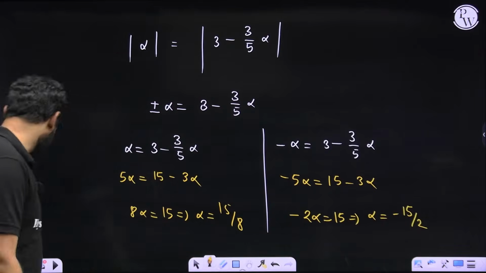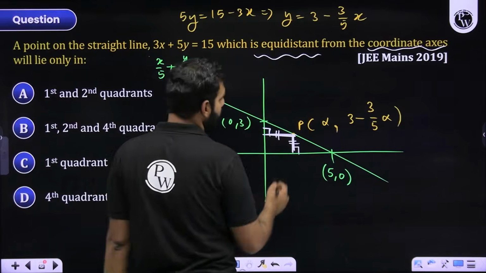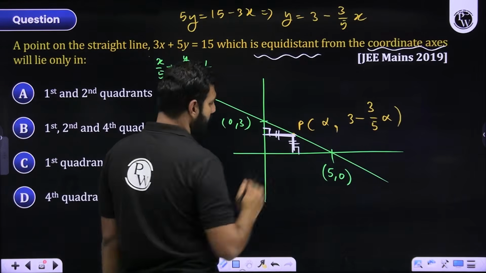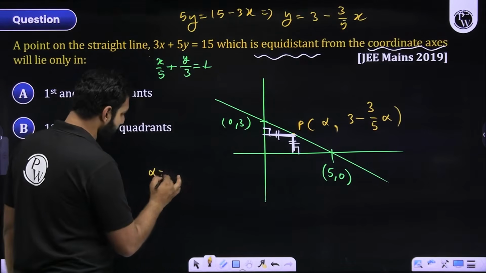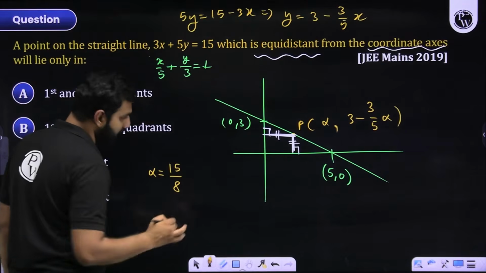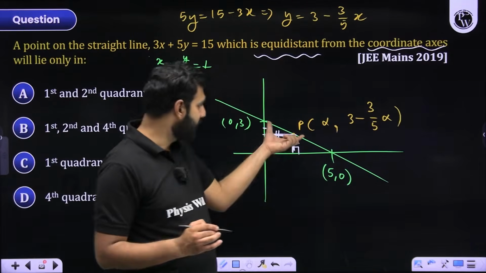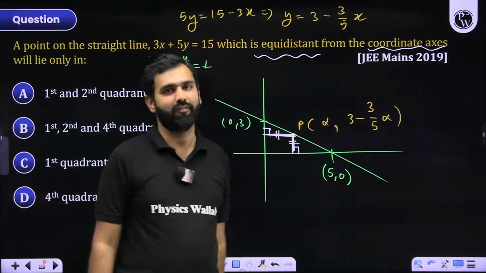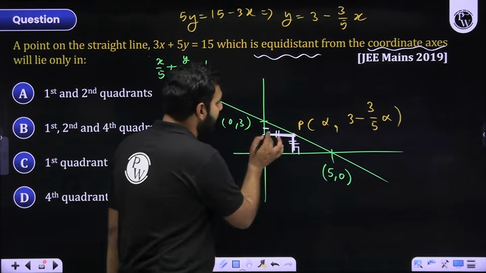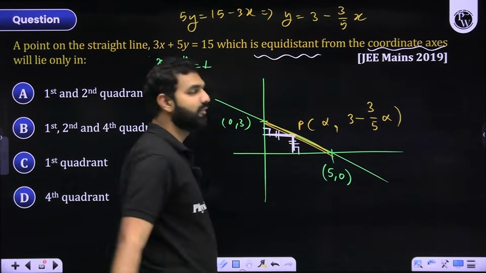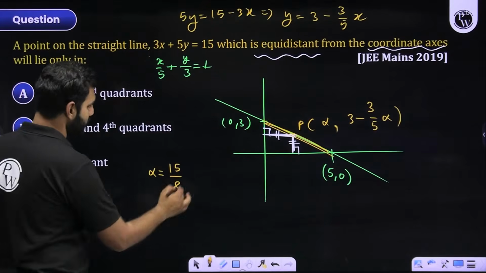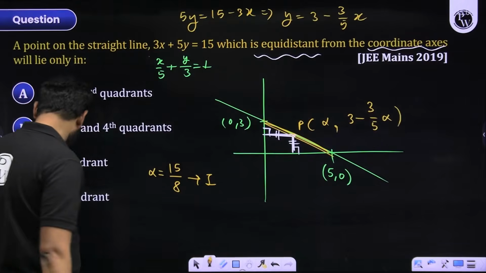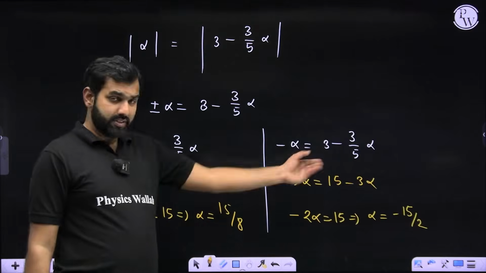When I locate 15 by 8, alpha is this point, right? So 15 by 8 will be in the first quadrant only. So when you take alpha as 15 by 8, I will, without any hesitation, say it will be either here or here. But 15 by 8 is less than 5. So 15 by 8 will be somewhere here only, which means it will be in the first quadrant. So my answer, first of all, here will be the first quadrant. But I got another value of alpha, which is minus 15 by 2.